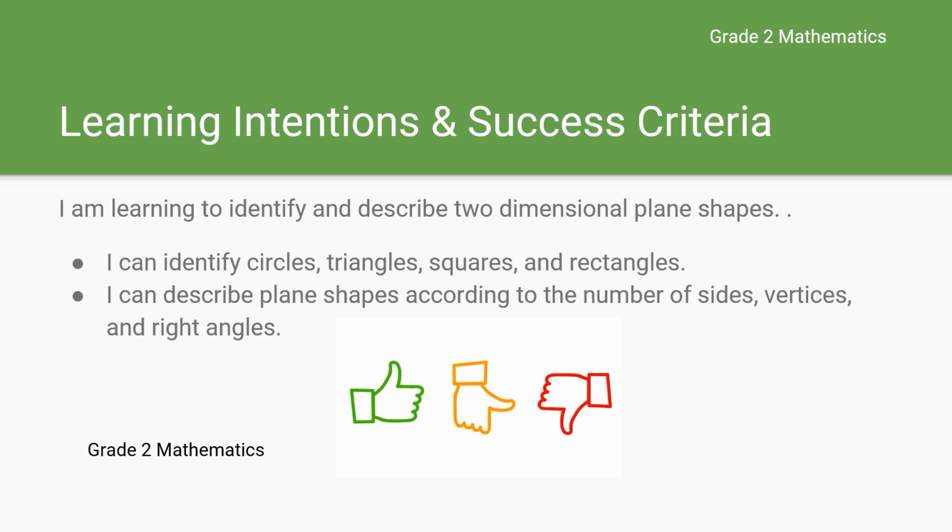Okay, here's the second one. How did you do with I can describe plane shapes according to the number of sides, vertices, and right angles? Thumbs up, I got it. Thumbs to the side, I'm still practicing. Or thumbs down, I still need some help.